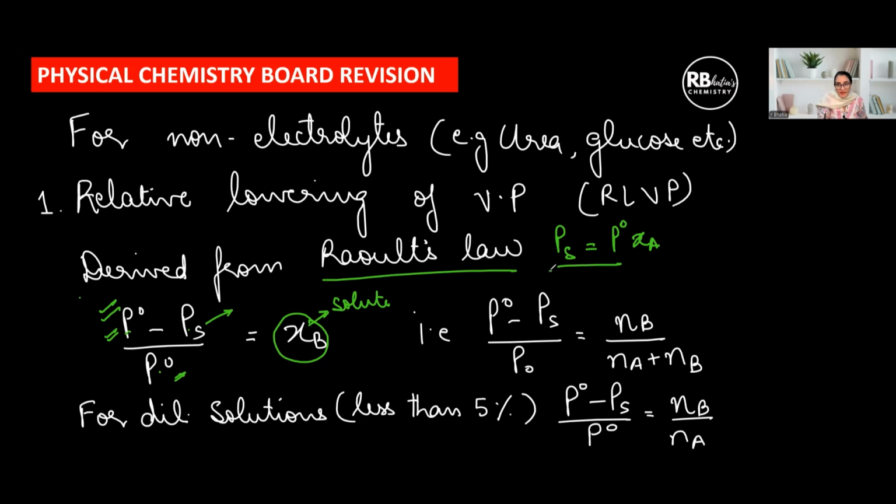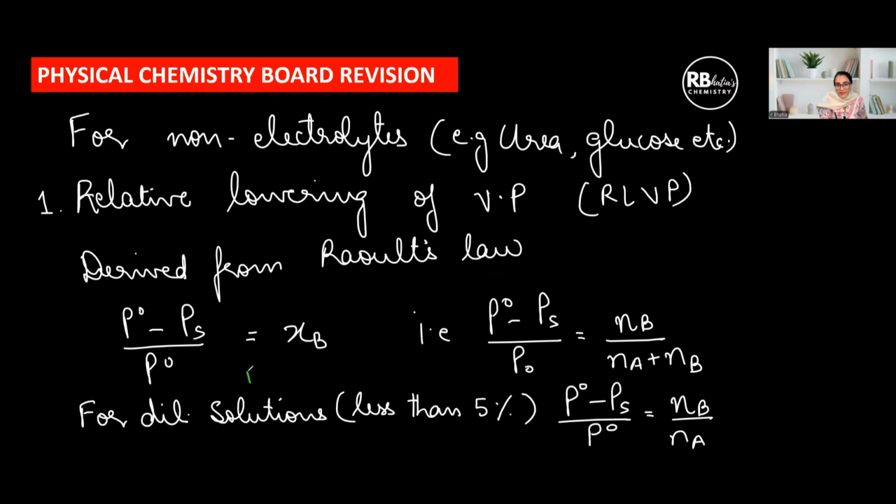Okay, Ps, the vapor pressure of solution, is directly proportional to the mole fraction of solvent. But relative lowering of vapor pressure is equal to the mole fraction of solute. And if from here I ask you lowering of vapor pressure, then the formula becomes this, and this is a constant term. Hence, P naught minus Ps is directly proportional to chi B.